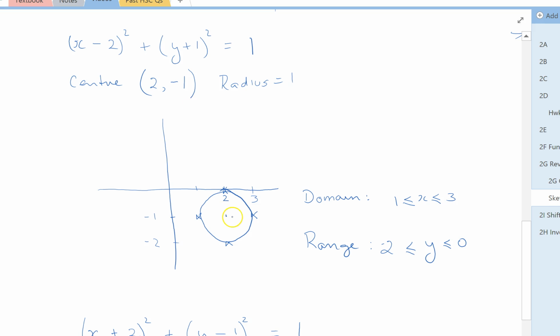There's the centre. I really should label it with an O. And to construct our circle, we want 1 unit to the right, 1 unit up, 1 unit to the left, 1 unit down. Gives us our 4 points. We join them up. And again, the domain would be x less than or equal to 3, greater than or equal to 1. And the range would be y less than or equal to 0 and greater than or equal to -2.